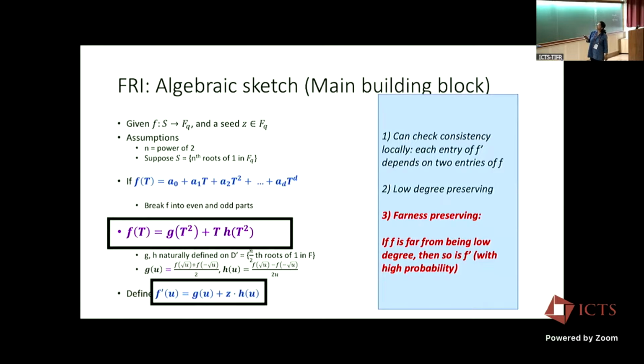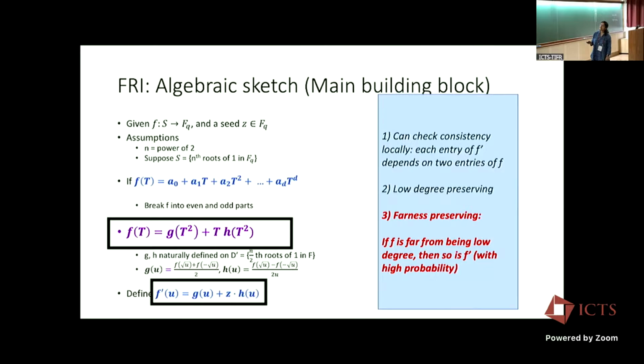Good. So good. You can check consistency. Each entry of F depends on... even if you have F, you can define F prime, and each entry of F prime depends on two entries of F. So there's some locality. It's easy to see that if F is low degree, then F prime is low degree. And what we will show, which is not immediate, is that if F is far from low degree, then F prime with high probability is far from low degree. Okay, but this third property is non-trivial and will be the focus of the talk.